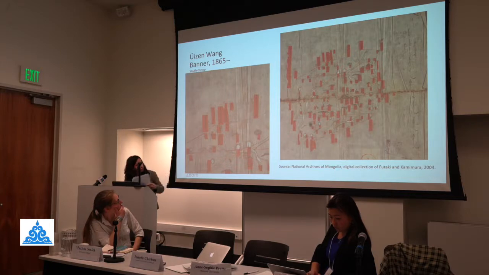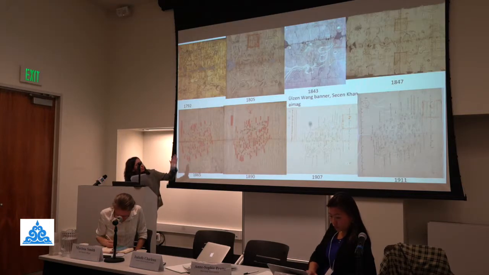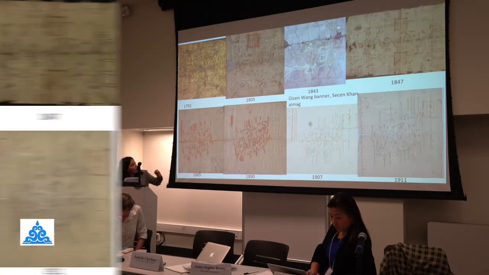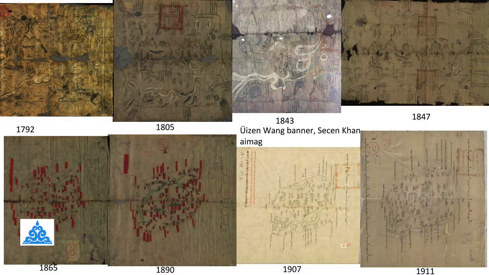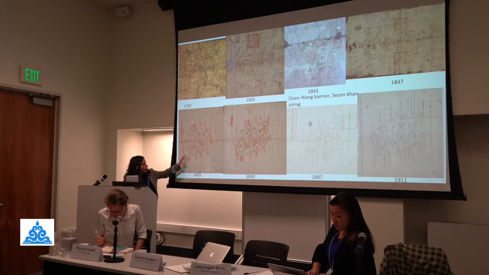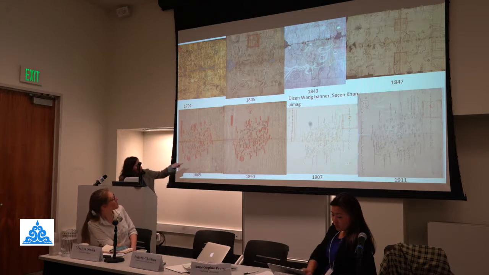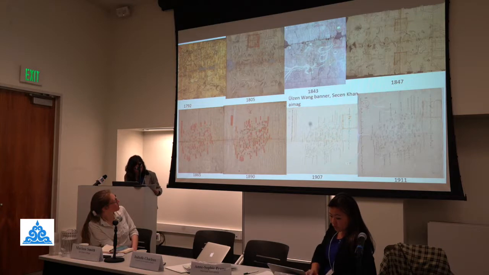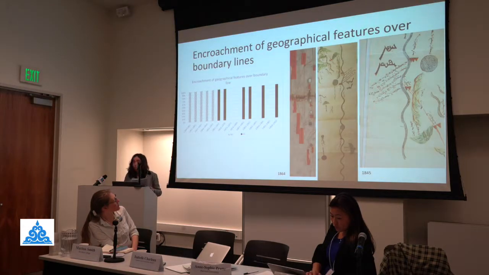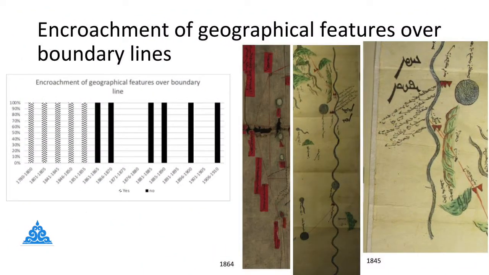So here I just showed three, but this slide shows a complete evolution. These are all maps of one single banner, the Huizenwang banner in Setsenkhan. So you can clearly see that there's a rupture happening here in 1865, and the style remains pretty much constant to 1911, except for the red labels that drop off the maps, but the grid, the scale, and the general look of the map remain consistent. Moreover, in 1864, the topographic features become subsumed within the boundary line.